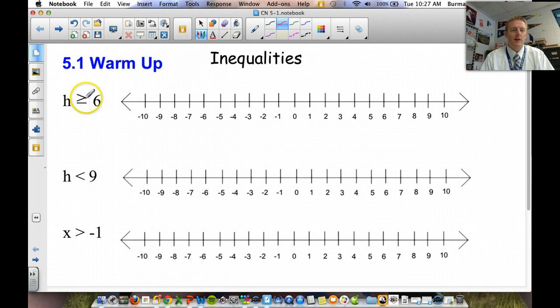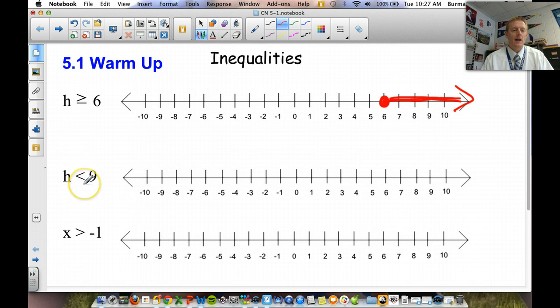Remember that if we have a greater than or equal to sign, h is greater than or equal to 6, we're going to be filling it in with a complete filled in circle. So I'll have a filled in circle at 6, and h is going to be greater than or equal to that. So we're going to shade everything where h is actually greater than it, which would be to the right.